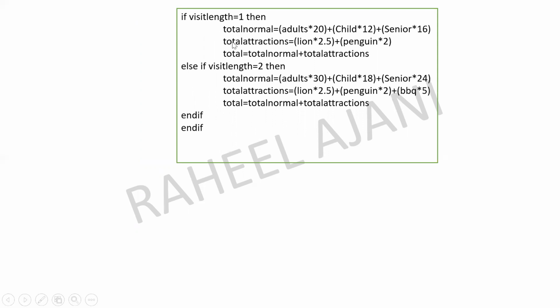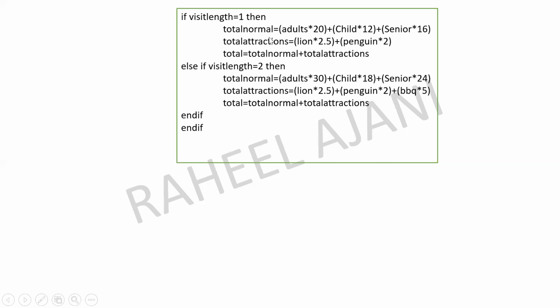So this is the calculation part. If visit length is 1, then your number of adult tickets is multiplied by 20, because each adult ticket is $20, plus children times 12, plus seniors times 16. For total attractions, number of lion tickets times 2.5, and penguin tickets are 2 per person.